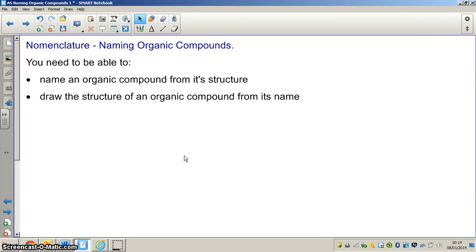In this how-to video I'm going to describe how to name organic compounds and explain some of the conventions that we use. The A-level syllabus requires you to do both of these 2 bullet points.